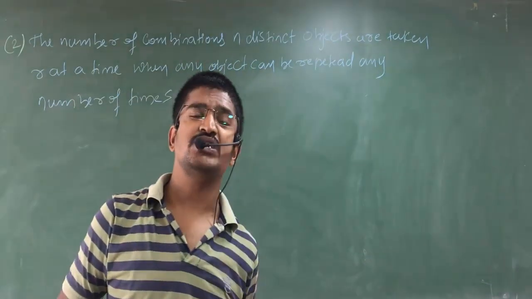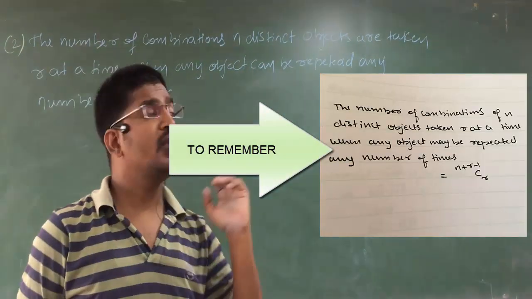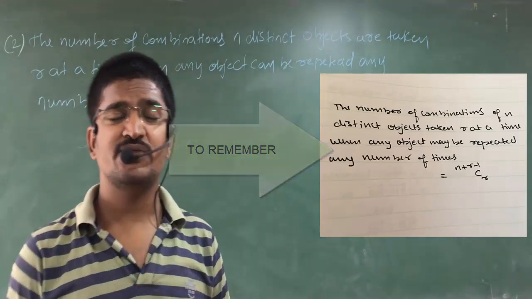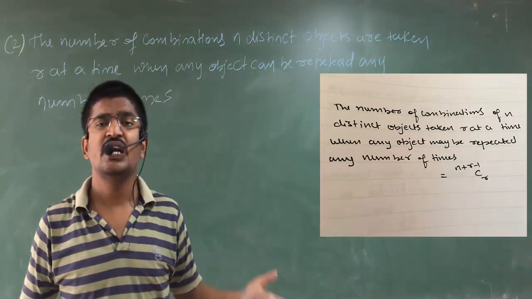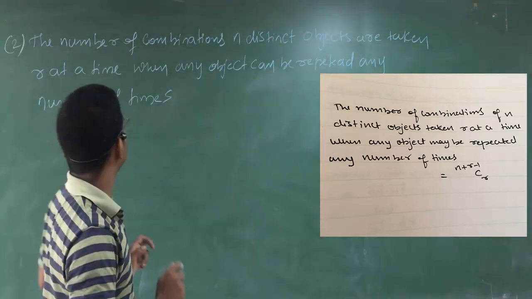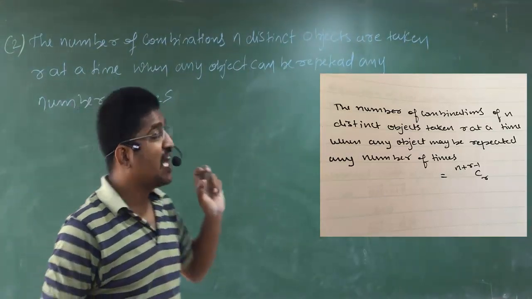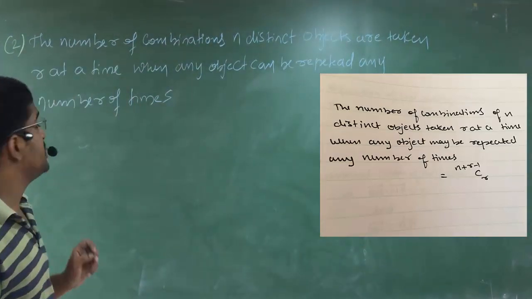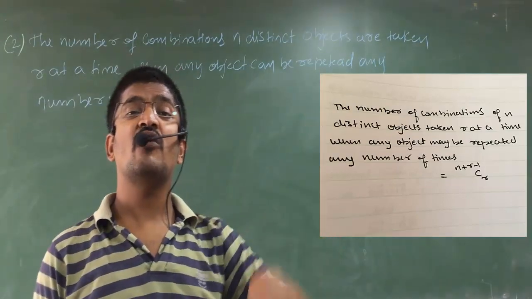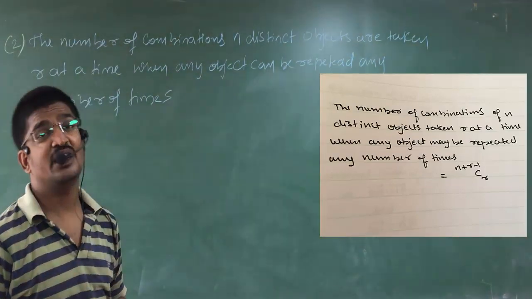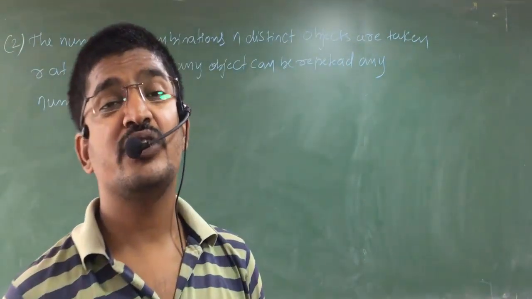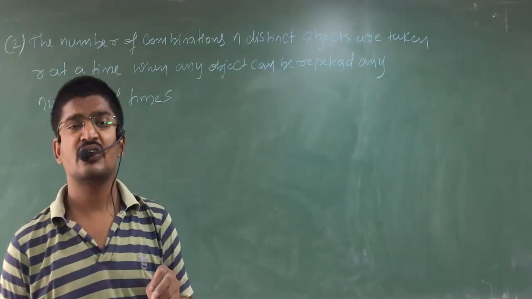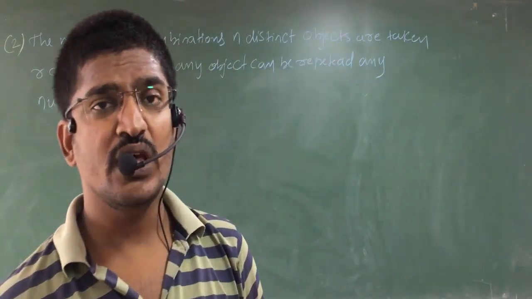There are n number of distinct objects taken at a time. That means from n distinct objects, r number of elements are taken at a time, when any object can be repeated for any number of times. Are you getting my point? So, this is a very clear thing that you have to think about.